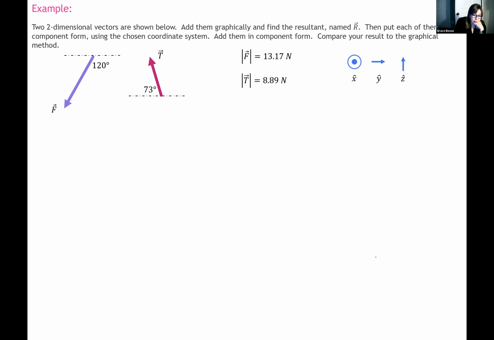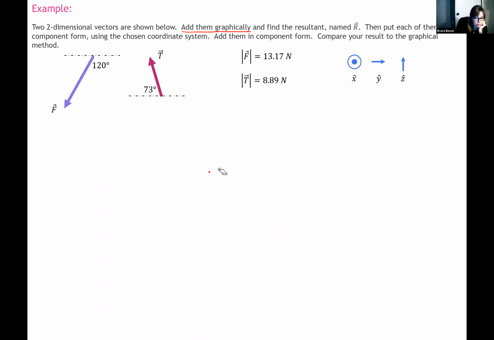So first, let's do it graphically. We have two-dimensional vectors. So these vectors live in the plane of the board or the plane of your computer screen, however you want to think about it. We are going to add them graphically. That's the tip to tail method of vector addition. We're going to find the resultant. Then we're going to put the vectors into component form and add them in component form. And we're going to compare our answers and see if they agree with each other.